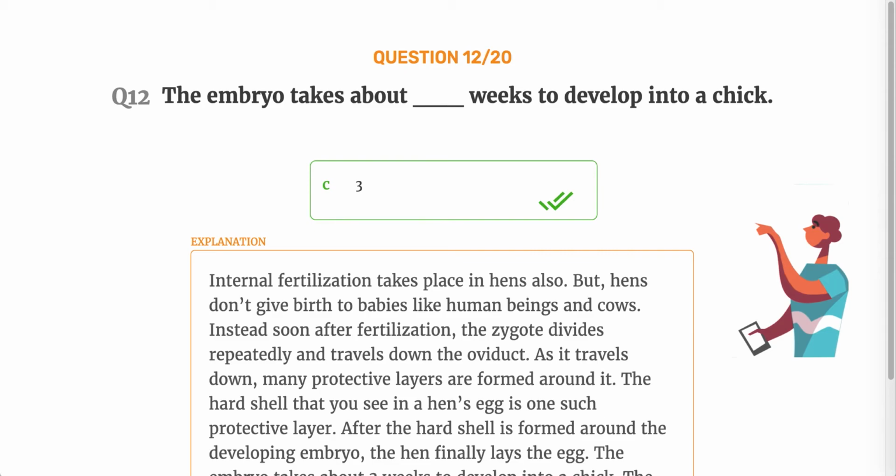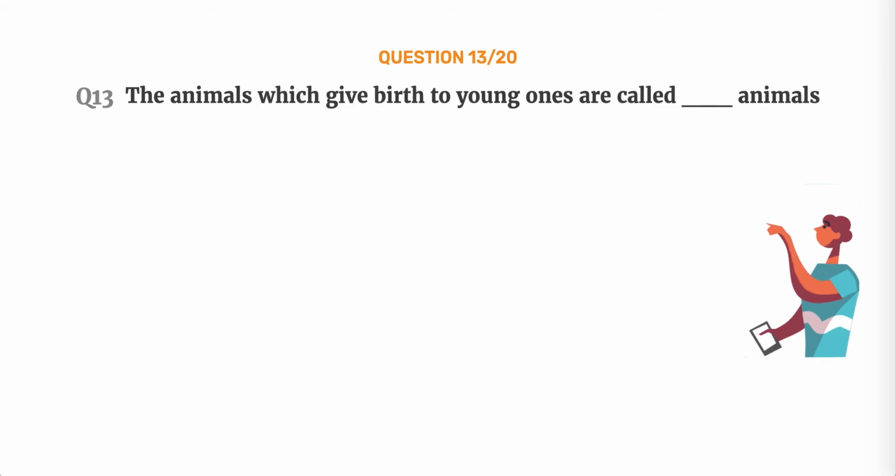The embryo takes about 3 weeks to develop into a chick. The hen sits on the eggs to provide sufficient warmth, and the development of the chick takes place inside the eggshell during this period.